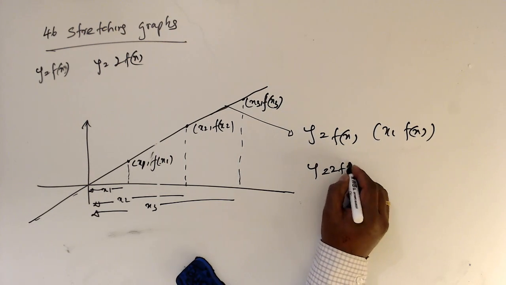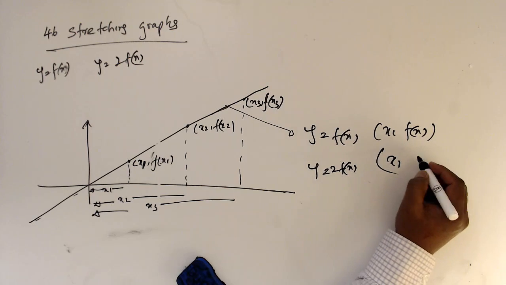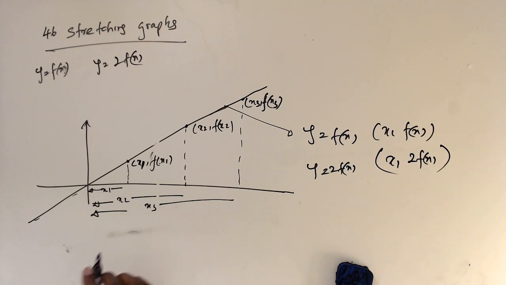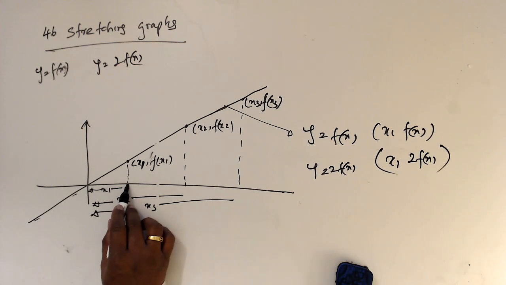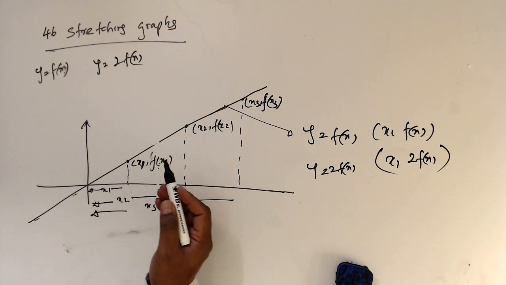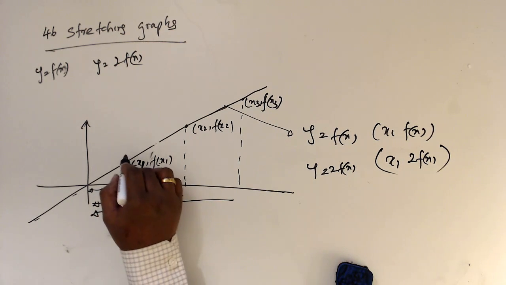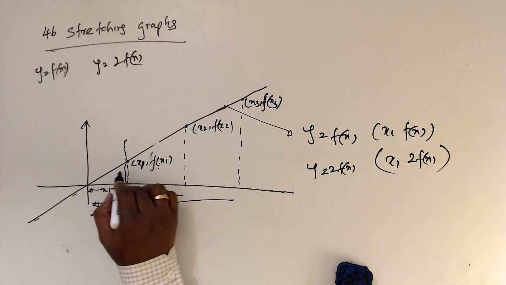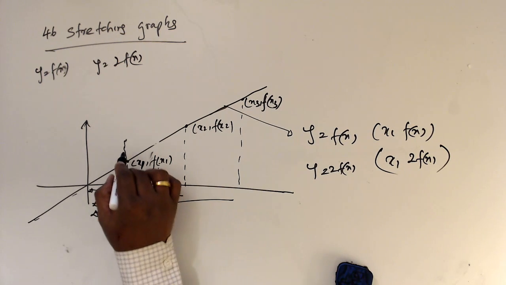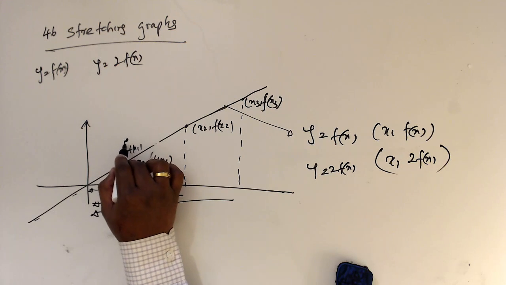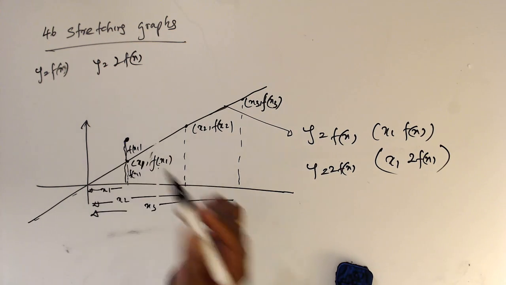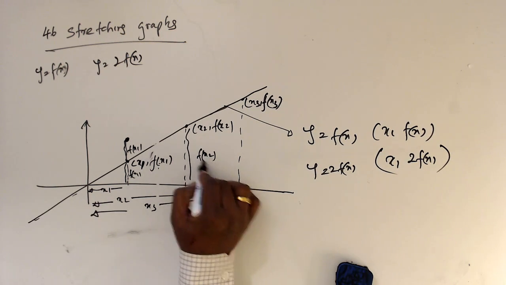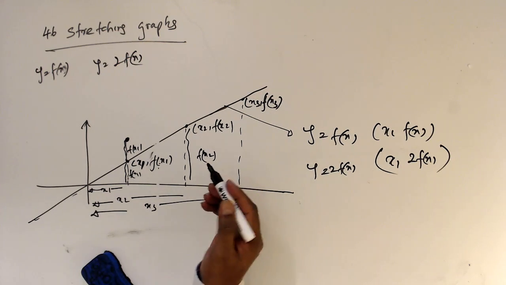Now we need 2f(x). Now the general coordinate is x, 2f(x). It means keep x1 as it is, but this f(x) we have to double. Then this length I have to double. So this is x1 and the same height. This height is f(x1), another f(x1) height, so now it is here. Now this height is f(x2), and I want to double this one.